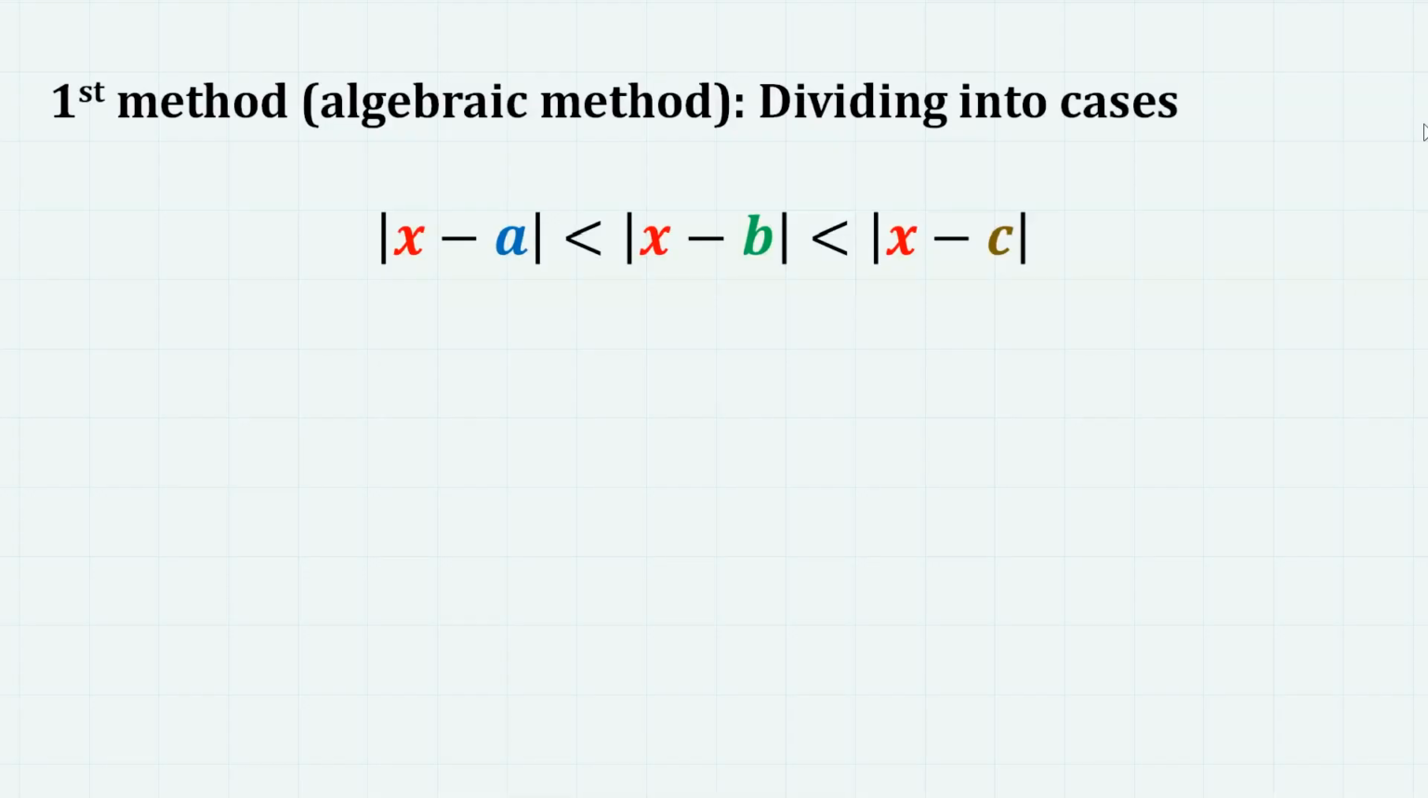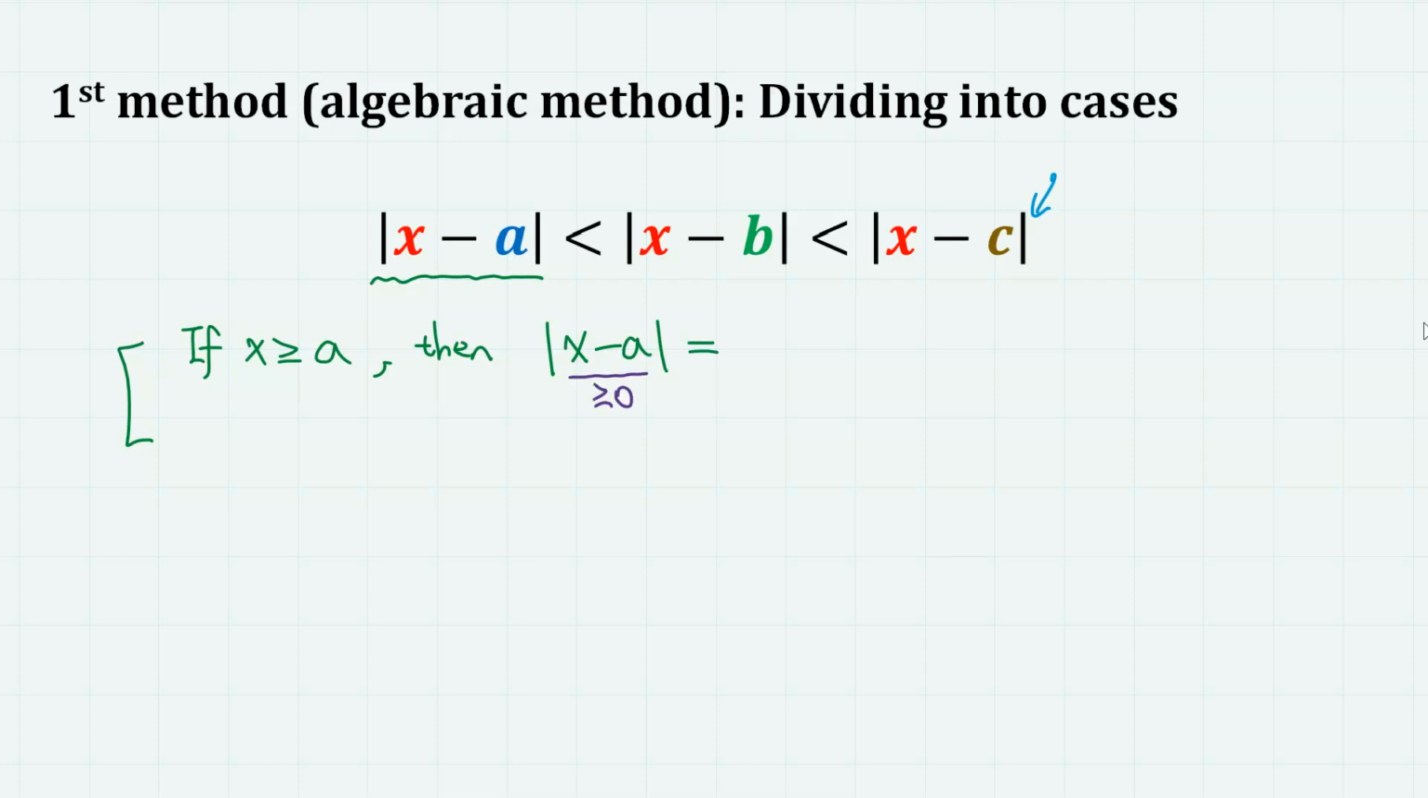We first start with the popular algebraic method. You see, the main trouble here is that we have absolute value notations. One of the most common ways to get rid of the absolute value is by dividing into 2 cases. For example, for this absolute value of x minus a, if x is greater than or equal to a, then this x minus a is non-negative, so we simply have x minus a.